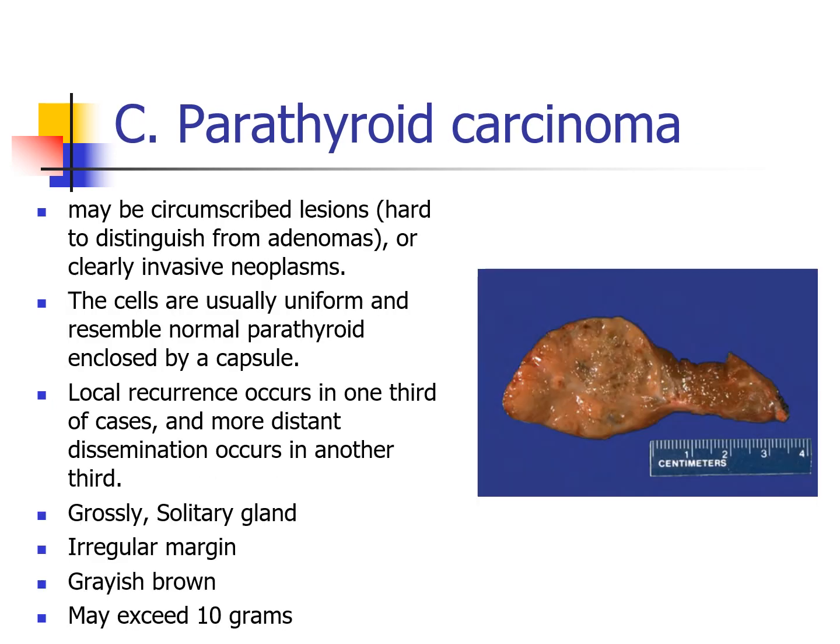The least common cause of primary hyperparathyroidism is parathyroid carcinoma. It may be a circumscribed lesion or a clearly invasive neoplasm. The cells are usually uniform and resemble normal parathyroid gland tissue. Local recurrence occurs in 1/3 of cases, and more distant dissemination occurs in another third. Grossly, it is a solitary gland with irregular margin and grayish-brown in color. It may exceed 10 grams in weight.